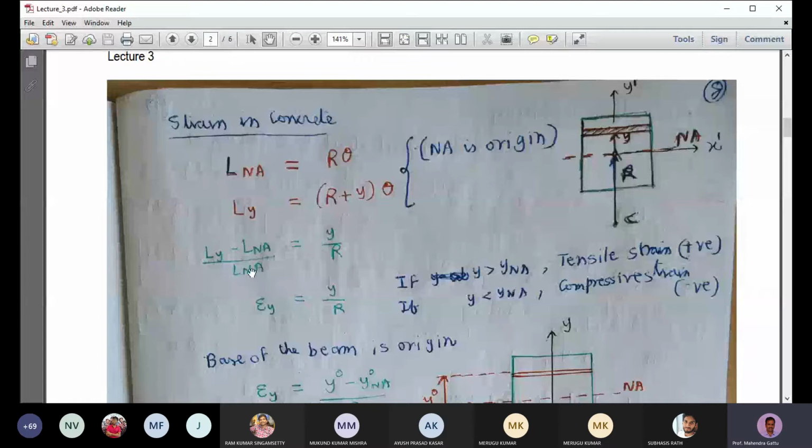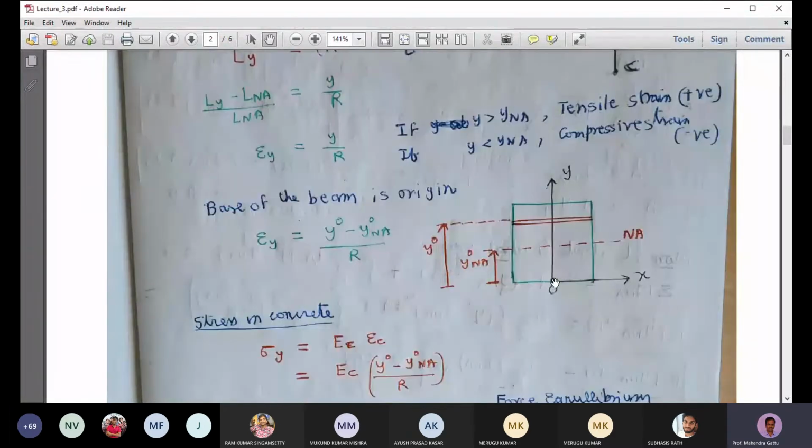So L_y minus L_NA by L_NA. It will be y by R theta times theta, so y by R. Y refers to the distance above the neutral axis. This is the strain in the concrete at a distance y above the neutral axis. So epsilon_y is equal to y by R. When y is above the neutral axis, we have a tensile strain, and when y is below the neutral axis, we have a compressive strain. Now we'll make a small change here.